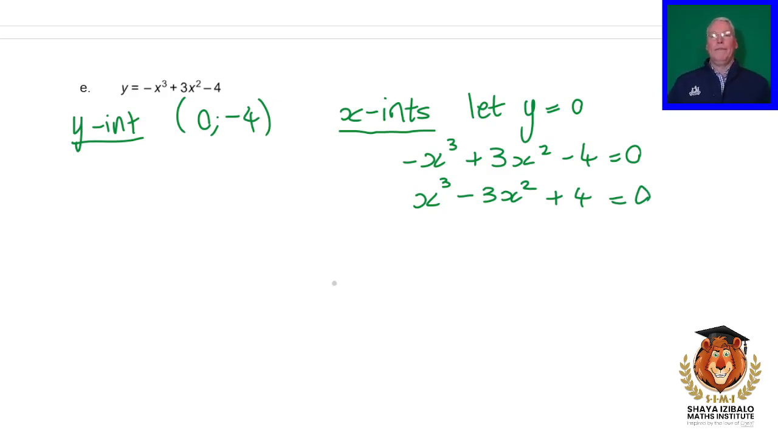Let's try 1. If we try 1, we get 1, subtract 3, that's -2, plus 4. 1 doesn't work. If we try -1, now remember, when we cube -1, we're actually going to get -1. When we square -1, we're going to get 1. So now we've got -1, subtract 3, that's -4, plus 4. Yeah, -1 works. If -1 works, x + 1 must be a factor. Right, let's see if we can find the other factor.